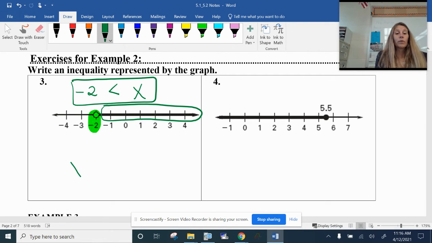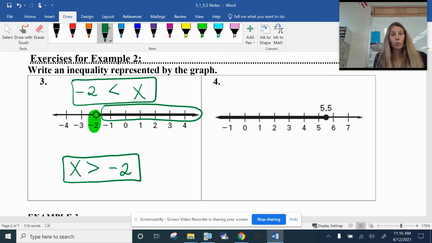But if you really want to write your variable on the left, as some people do like to do, we know that since this arrow was pointing this way, it would go in that direction. x is greater than -2. So either of those would be okay. Again, it was an open circle, so there's no line underneath that inequality sign.